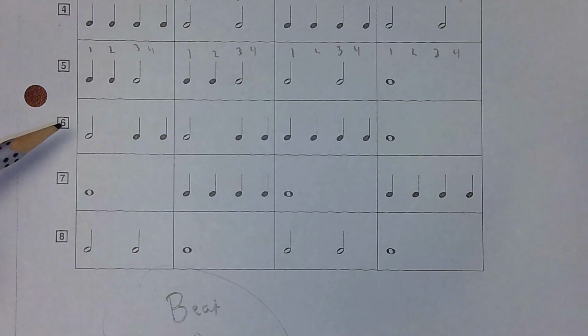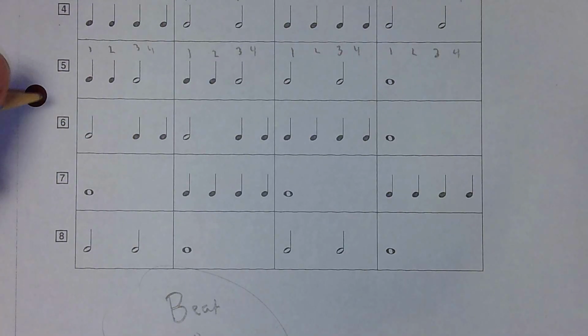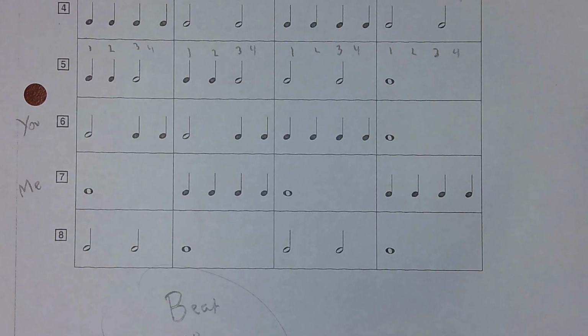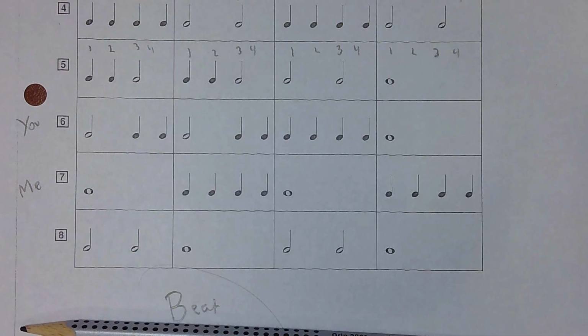If you were in class, we would be doing combinations of these things at the same time. Okay, so how about for right now, you do number 6, and I'm going to do number 7. So think about number 6. You clap 6, I'm going to clap 7. 1, 2, here we go. 1, 2, 3, 4.